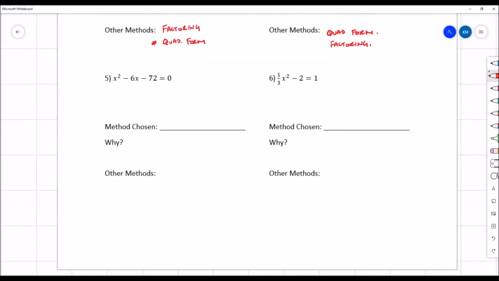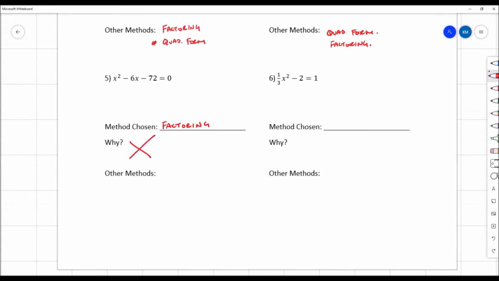Number 5, x squared minus 6x minus 72 equals 0. Which method would you choose here? 72, I think I can get that with 12 and 6. Yeah, that works out. Okay, so I would use factoring. A is 1. Factoring is just so much faster than the quadratic formula.